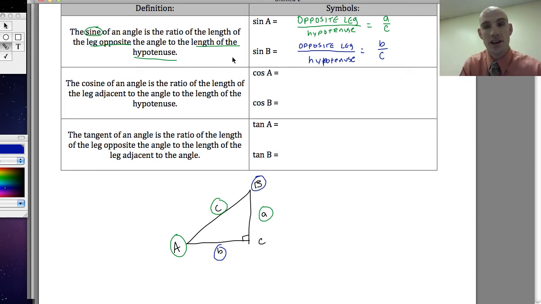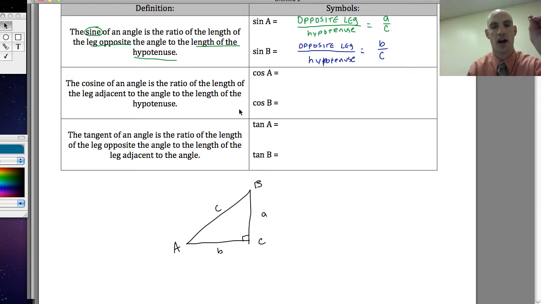Notice, I didn't use C. We are not going to find the trig ratios of C. We are only going to use the two acute angles of the triangle. Now, let's talk about cosine for a minute. Cosine is going to be a different ratio. Okay? So cosine's a little bit different ratio.